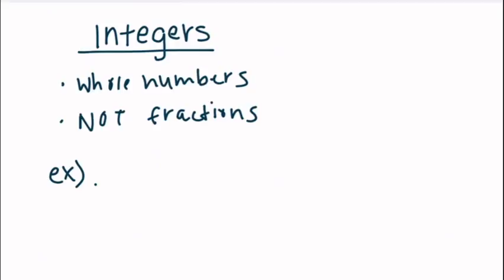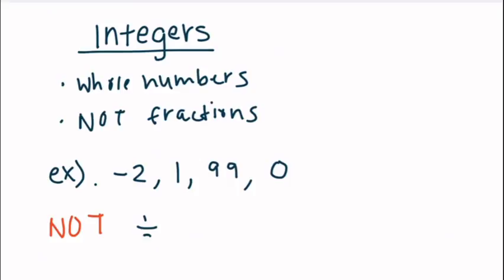So integers include the numbers -2, 1, 99, and even 0. Some examples of what are not integers include 1/2, -3/4, 0.7, and radical 2. So anything that results in a decimal or a fraction is not an integer.